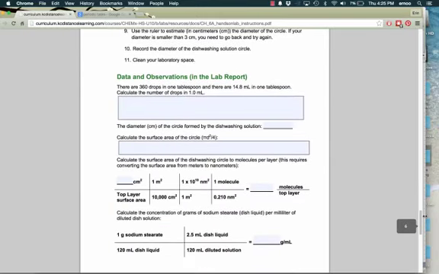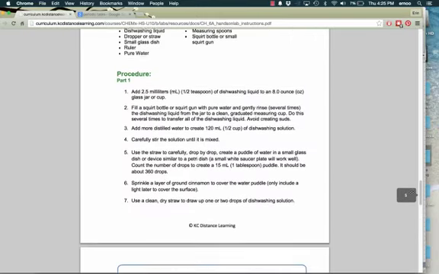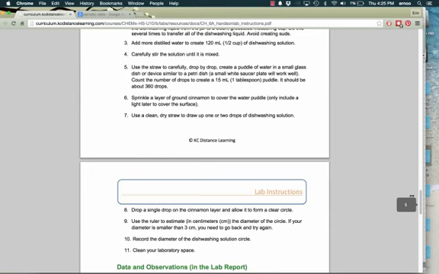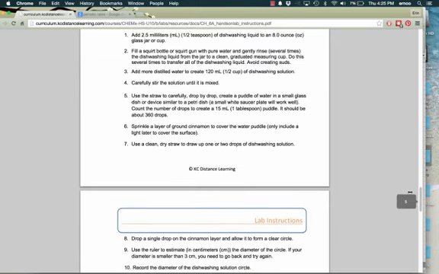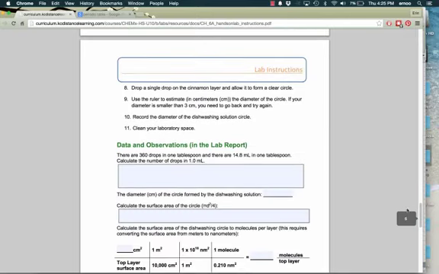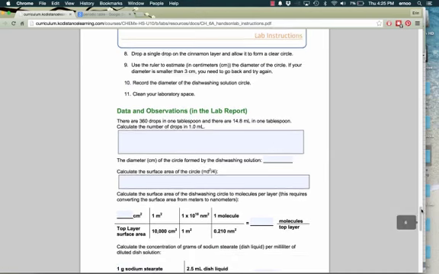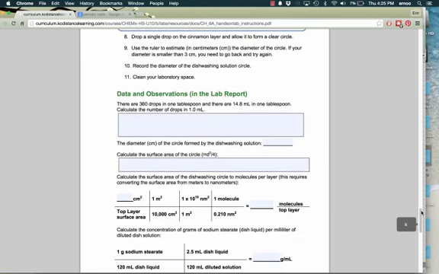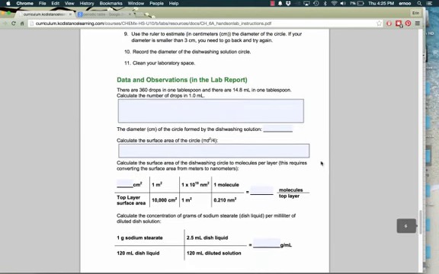Okay, so you do your measurement. If you cannot get the requested diameter, 3 centimeters, try a couple of times. If you still can't get it, just let me know and use the size that you got.